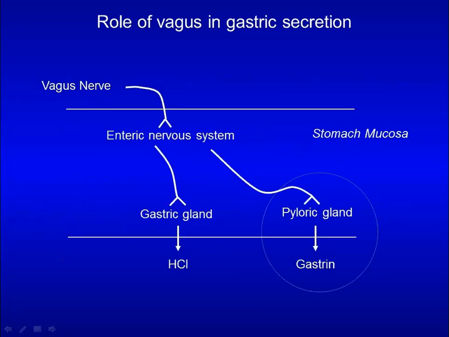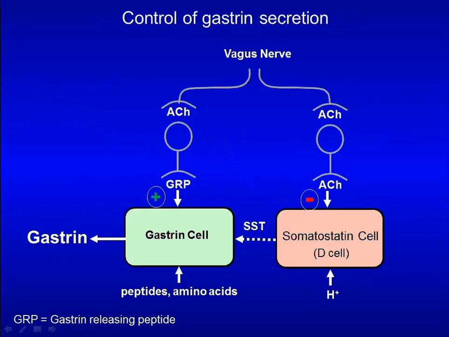Signals from the vagus nerve are transmitted through the enteric nervous system and arrive in gastric glands and pyloric glands of the stomach. For example, vagus nerves release acetylcholine. Acetylcholine activates postganglionic fibers, which release gastrin-releasing peptide, or GRP. GRP activates G cells in the pyloric gland, which secrete gastrin.